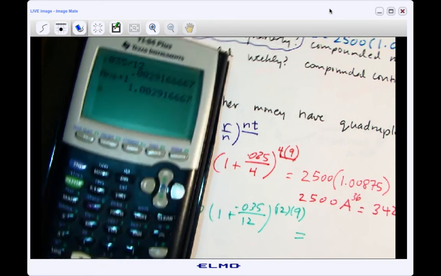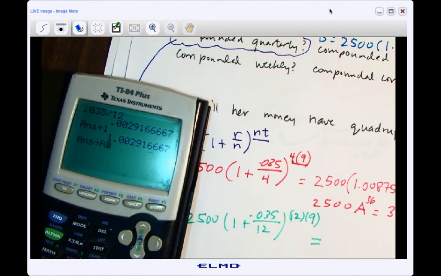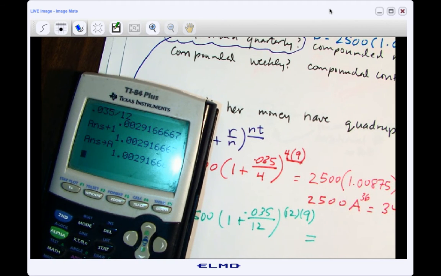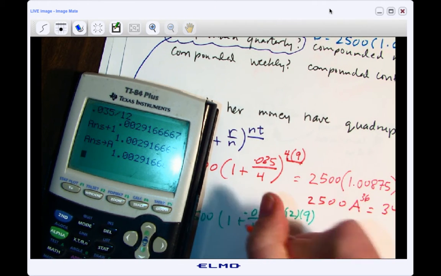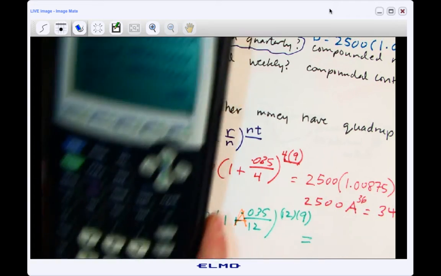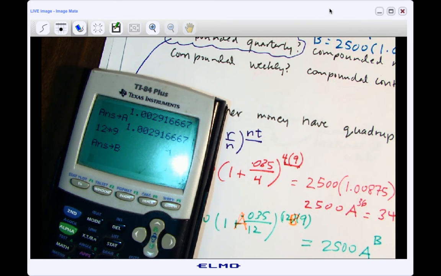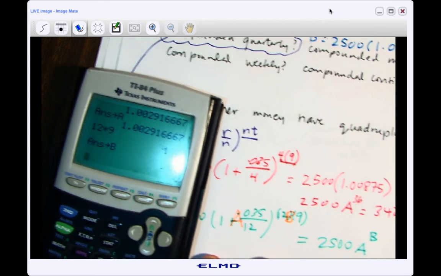I'm going to go ahead and hit my store button, and I'm going to save that as A again because I don't need that number from the last question anymore. So I'm calling this whole thing A. Then I'm going to do 12 times 9, and I'm going to store that, so I hit my store button again, as B. So here's B. So what am I going to type into my calculator now? Now all I have to type in is this: 2,500 A to the B, because I stored those numbers as letters.